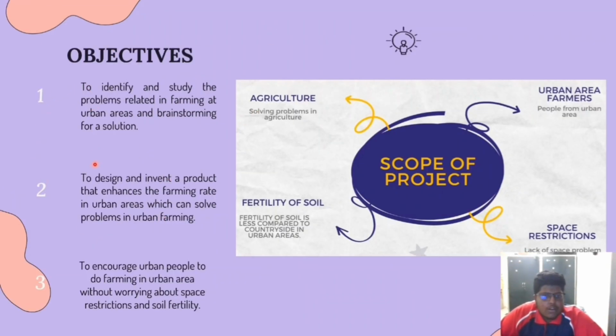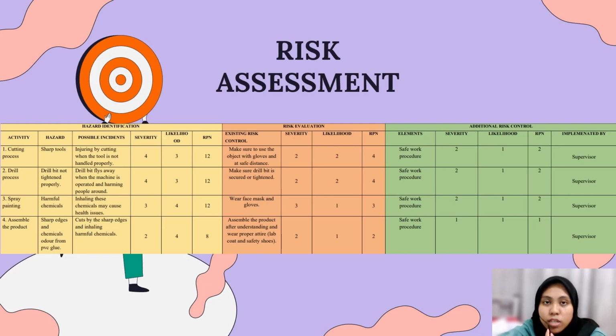Now we'll look into the objectives. The first one is to identify and study the problems related to farming in urban areas and brainstorm a solution for it. The second one would be to design and invent a product that enhances the farming rate in urban areas, which can also solve the problems in urban farming. And the final one would be to encourage urban people to do farming in urban areas without worrying about space restrictions and soil fertility.